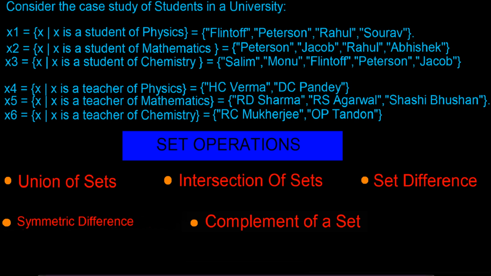Like in a university, there are students of physics, chemistry, and mathematics, and there are teachers of physics, chemistry, and mathematics. As you can see, this set X1 says that x is a student of physics. X2 is a set of students who study mathematics, and X3 is a set of students who study chemistry. Similarly, X4 is a set of physics teachers, X5 is a set of teachers of mathematics, and X6 is a set of teachers of chemistry.